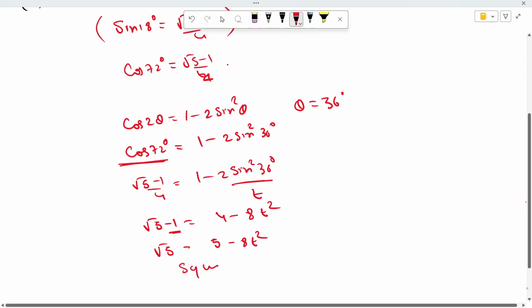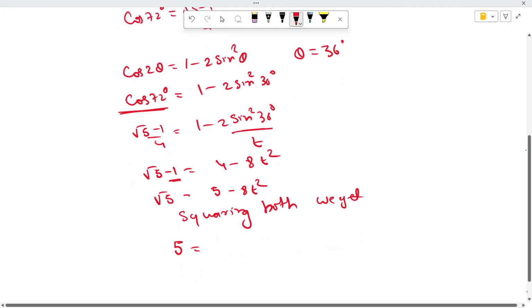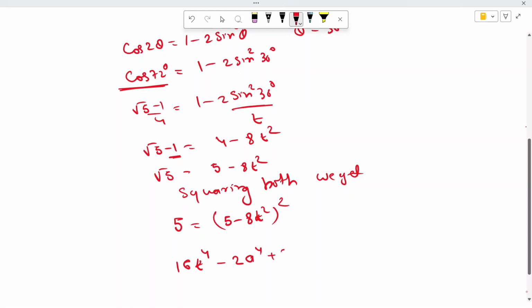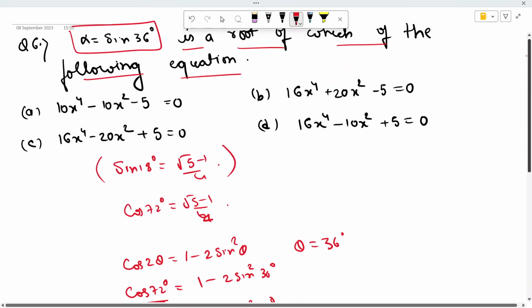Squaring on both sides we get 5 equal to 5 minus 8 t square, whole square. Just calculation now. You can do it yourself. I'm just writing the last part because I've already calculated. This is 25 equal to 0. So your option is C.